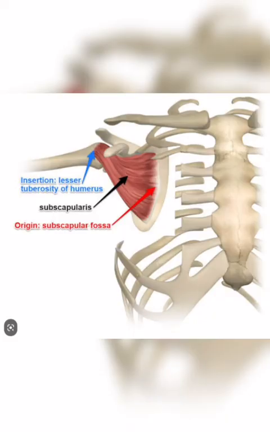subscapularis. By seeing the diagram, you can easily see the origin and insertion of subscapularis. Origin is from the subscapular fossa and insertion is to the lesser tuberosity of the humerus. Its function is essential in shoulder movement and helps maintain glenohumeral joint stability. It is a rotator cuff muscle, which helps in rotation.